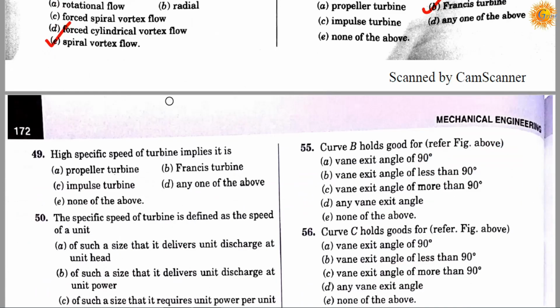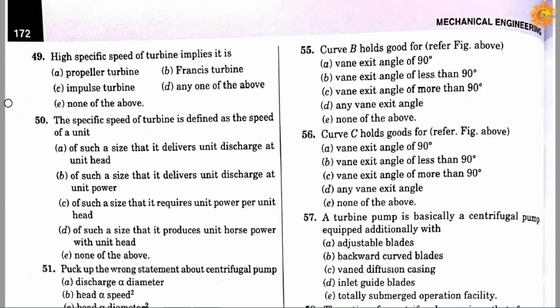Question number 49. High specific speed of turbine implies it is option A propeller turbine, option B is a Francis turbine, option C is impulse turbine, option D any one of the above, option E is none of the above. Correct answer is A, it will be propeller turbine.